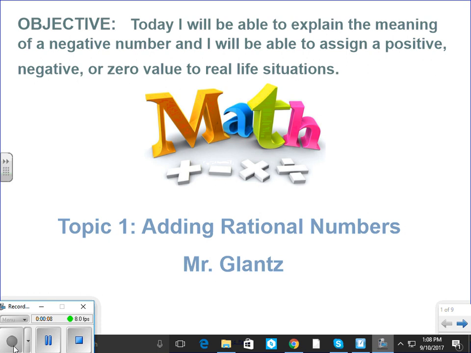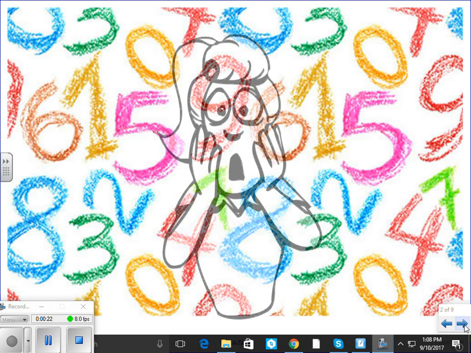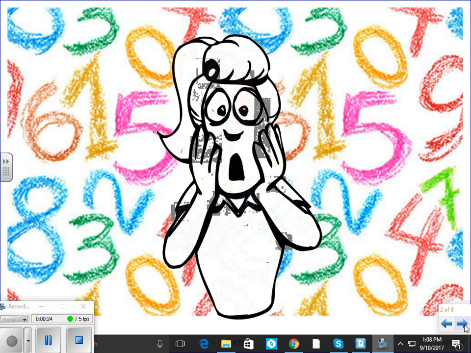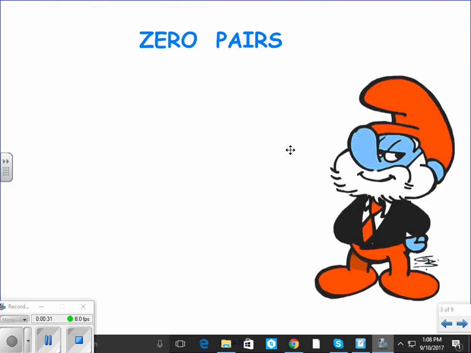We're still on the topic involving adding rational numbers. Today we're going to be able to explain the meaning of a negative number and be able to assign a positive, negative, or zero value to real-life situations. Math is everywhere, but if you know what you're looking at, it doesn't need to be confusing.